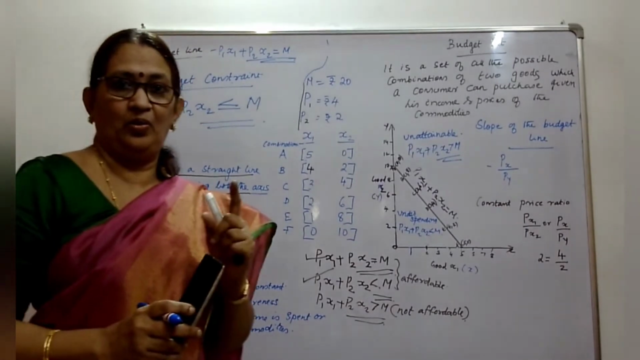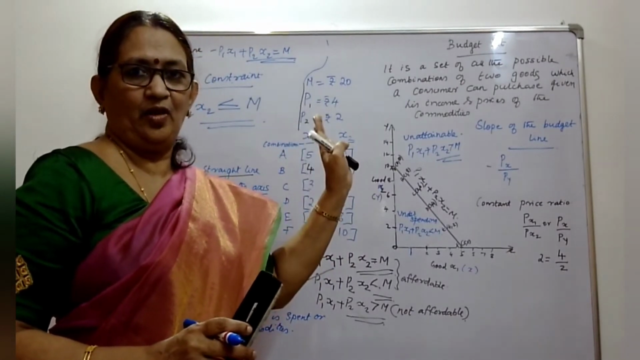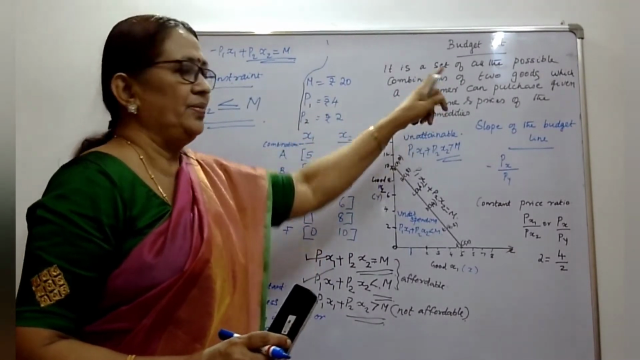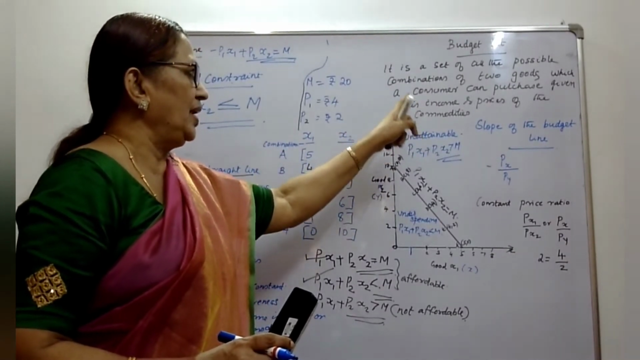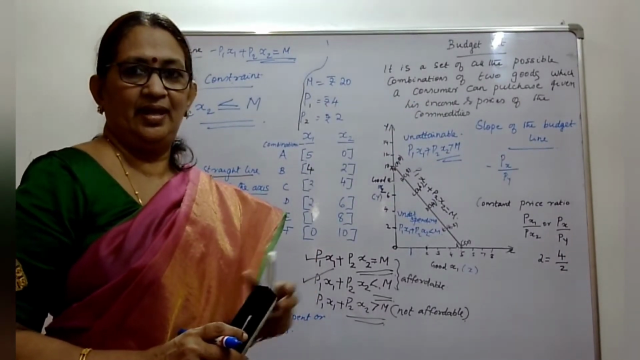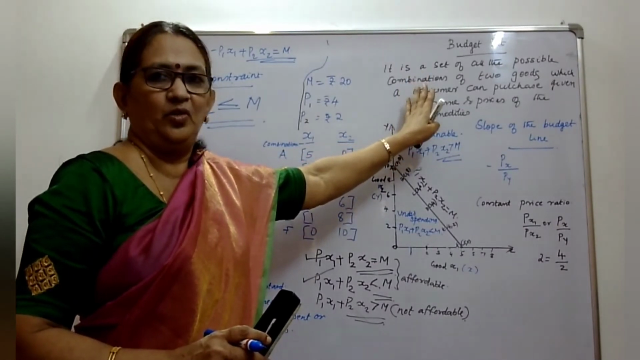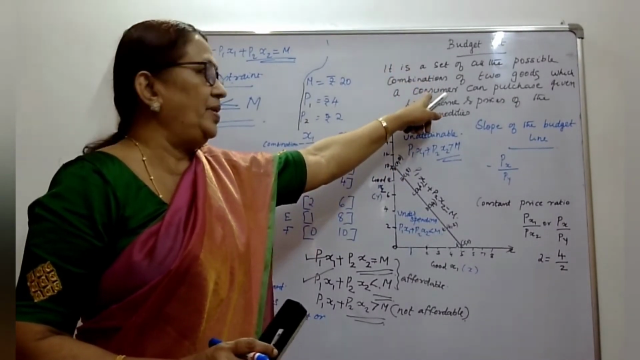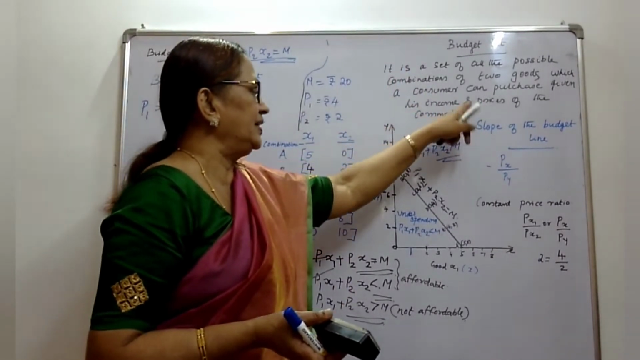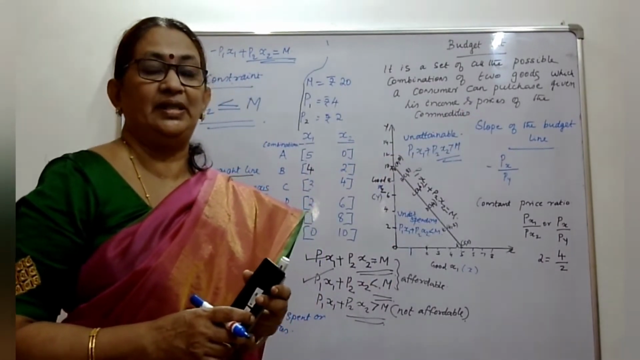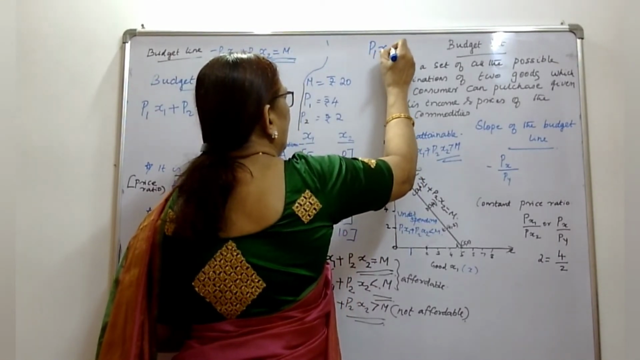Okay, so what is a budget set? It is a set of all the possible combinations of 2 goods which a consumer can purchase given his income and prices of the commodities. Here we don't say that he spends his entire income on the 2 commodities. It is the possible combinations available, which a consumer can purchase given his income and prices of the commodity. So, the equation is the budget constraint equation itself.